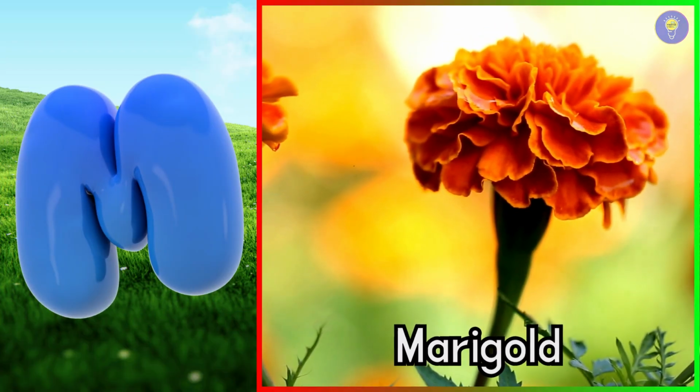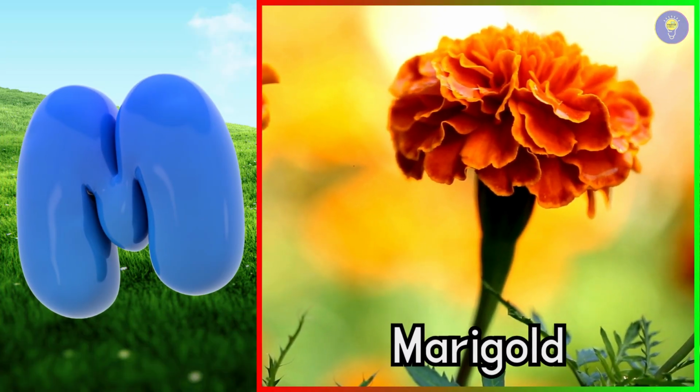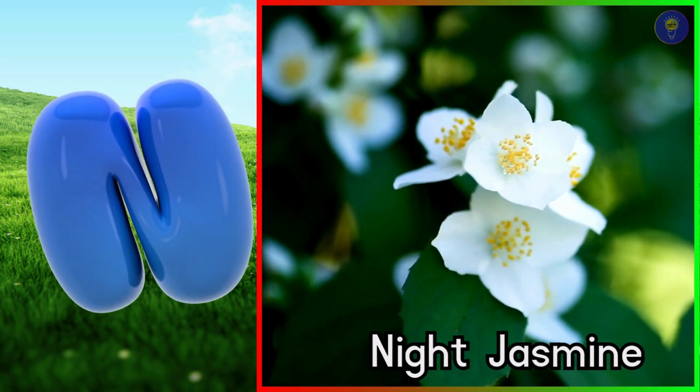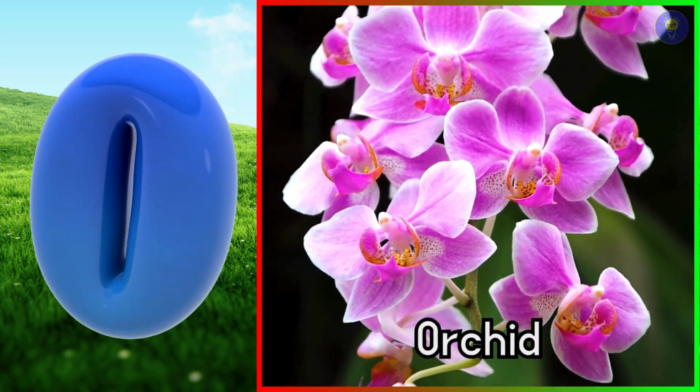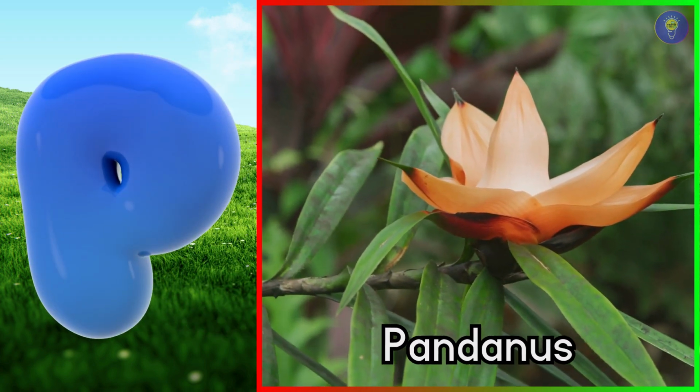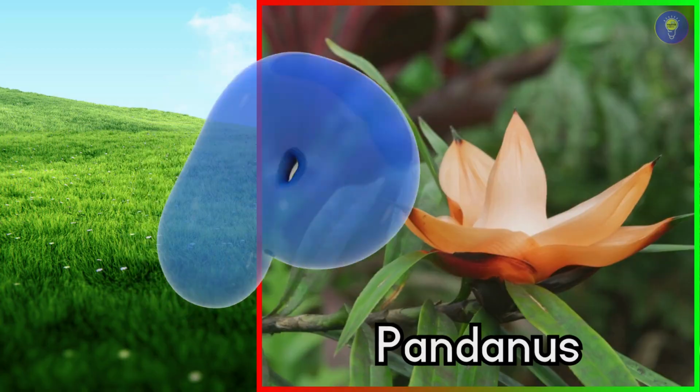M is for marigold flower. N is for night jasmine flower. O is for orchid flower. P is for pandanus flower.